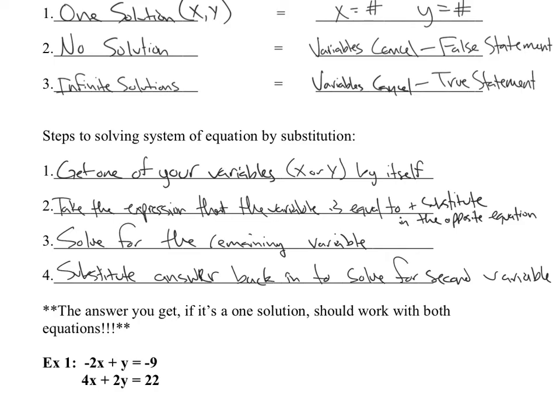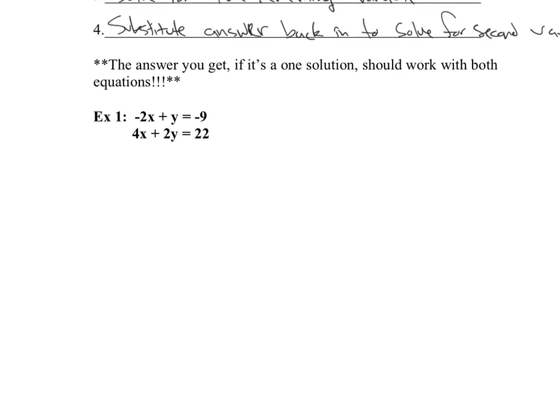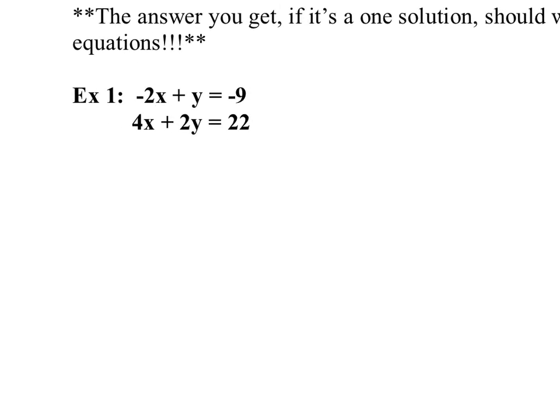So as I move down here to looking at this first example, we have negative 2x plus y equals negative 9, and 4x plus 2y equals 22. So looking here, we have four different variables, right? We have two x variables and two y variables. The one that's going to be easiest to get by itself will be the one that does not have a coefficient, the one that does not have a number in front of it. So here we can see that our y variable in this first equation does not have a coefficient, so that is the one that we're going to try to get by itself.